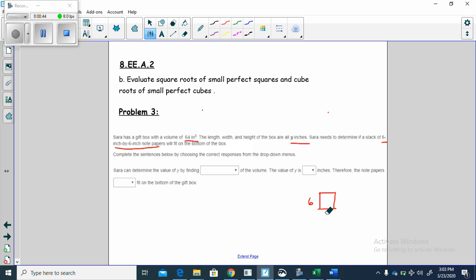Each side is 6 inches, right? Okay. And we're talking about a cube here. Complete the sentence below by choosing the correct responses from the drop-down menus, okay? Let's look at the cube, and let's see if this is going to fit in this cube. Here's our box. It's in the form of a cube.